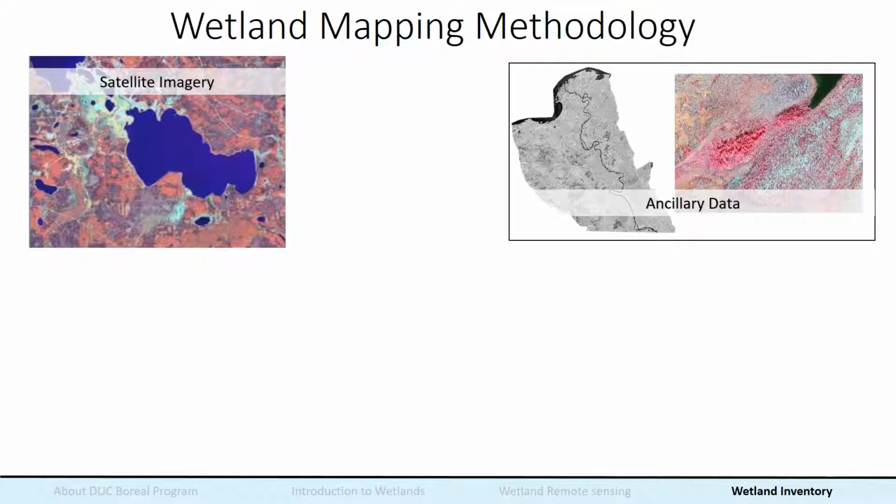Another type of ancillary data are burn data sets, so vector data sets, or forest inventory, and this can help us mask out burn layers or even upland layers to help the process go much smoother.